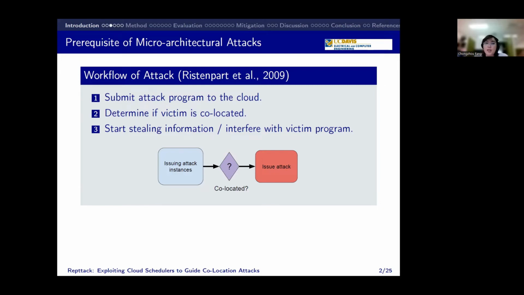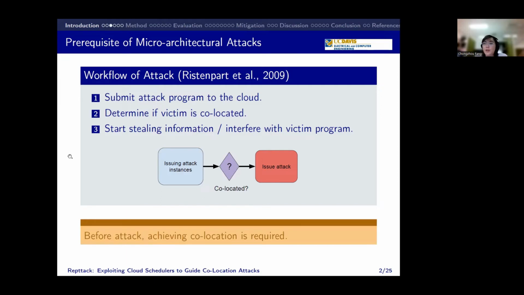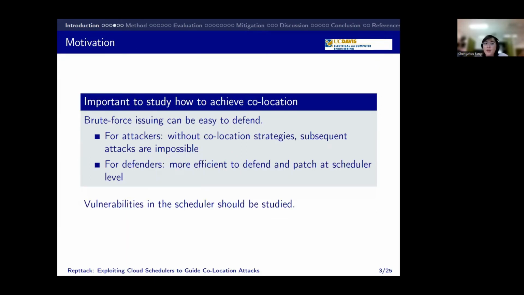We can see from the above steps that no matter how powerful the attack is, without achieving collocation, it is destined to fail. Achieving collocation, therefore, is an important prerequisite here. Studying how collocation can be achieved is important. If attackers only flood their applications on the cloud, it will be easy to defend. Without specially designed strategies to achieve collocation, it will be difficult for attackers to launch subsequent attacks. For defenders, since it is relatively hard to defend against microarchitectural attacks on the hardware level, preventing collocation from being easily achieved is the more ideal way.